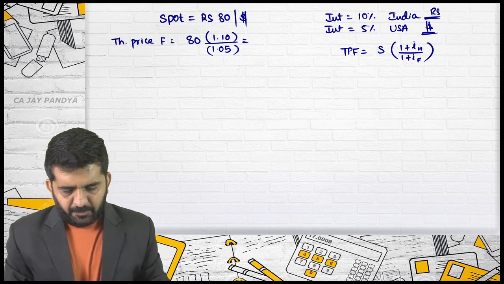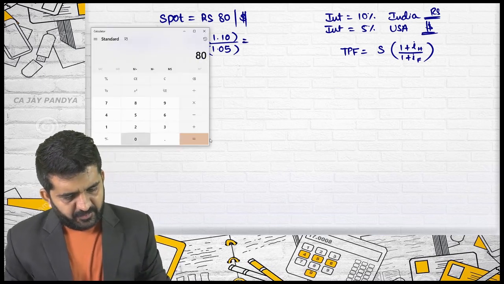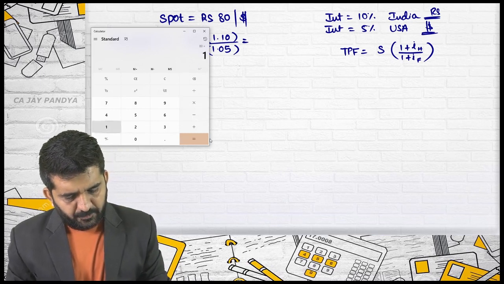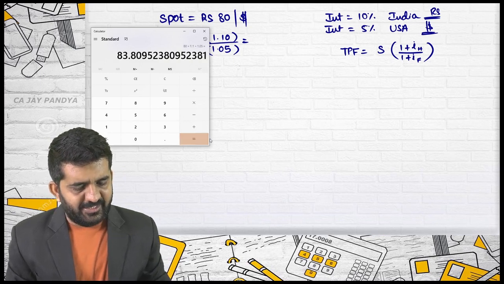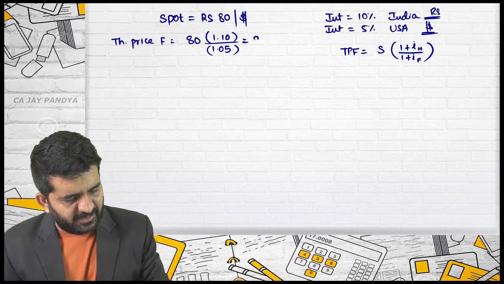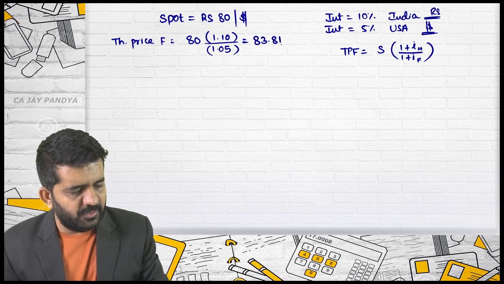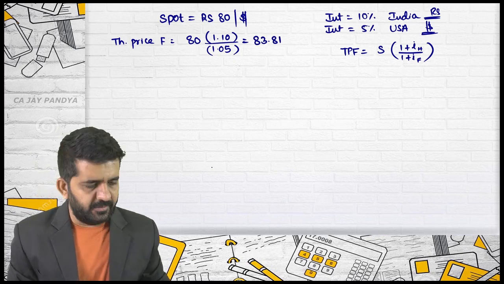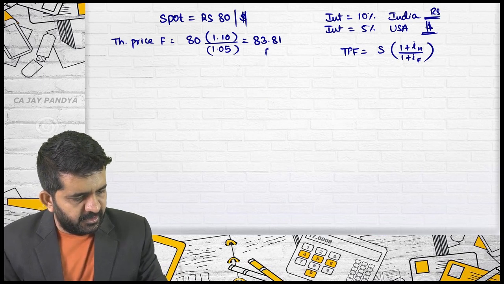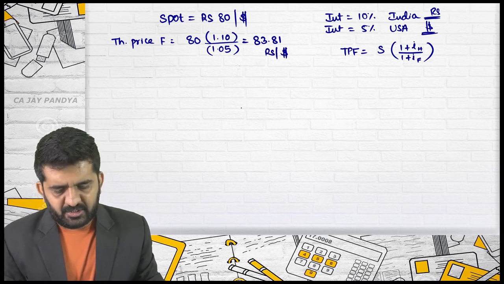This is the theoretical price of forward. What is the theoretical price of forward? 80 into 1.1 divided by 1.05. It is 83.81 approximately. This is the rupees per dollar theoretical price.